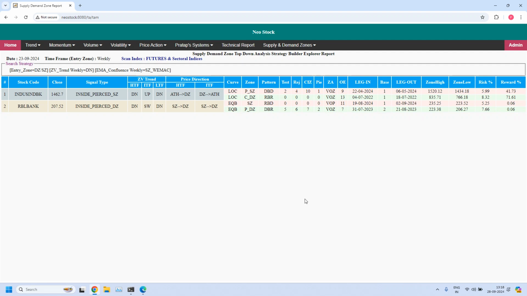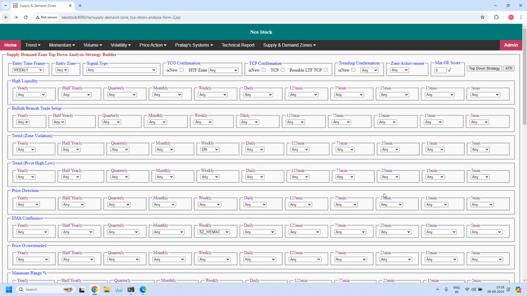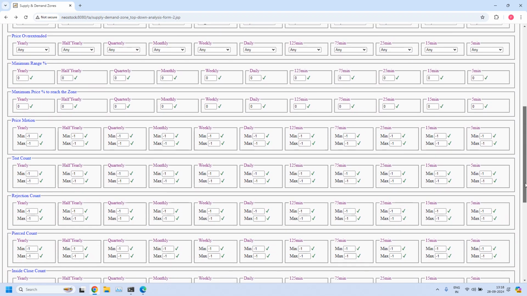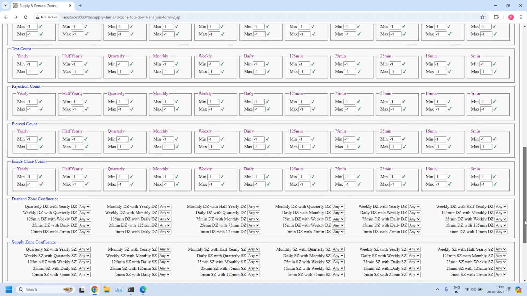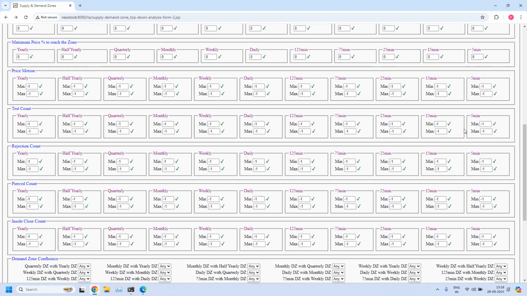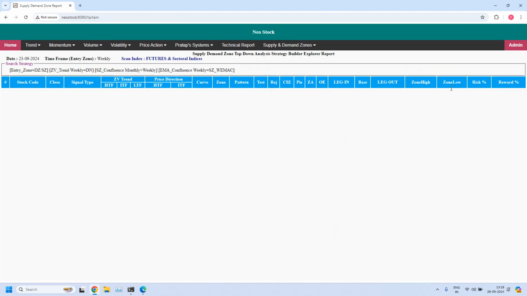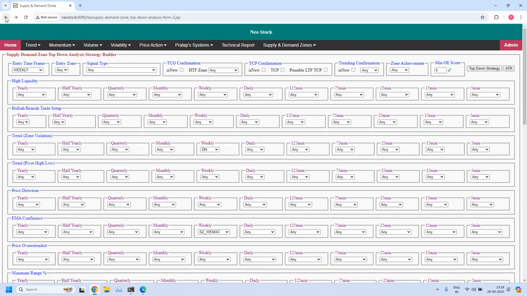Maybe you want to know if any of these stocks are having monthly zone confluence. Let's verify. Even if monthly zone confluence is not there, you can plan your trades. But let's verify, you may get some advantage. In the supply zone confluence, so weekly supply zone with monthly supply zone confluence I am enabling. None of those stocks are having a supply zone confluence.